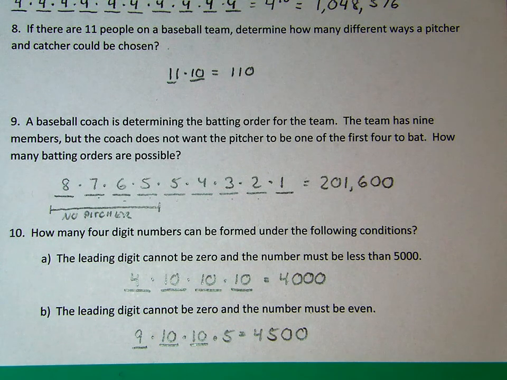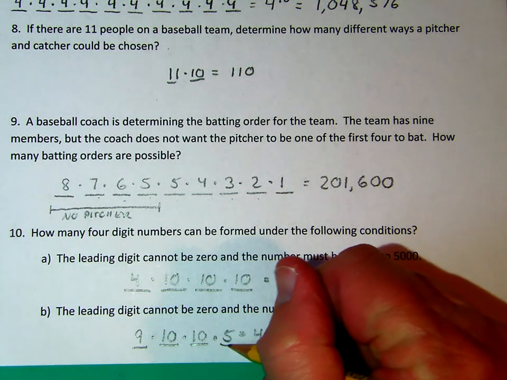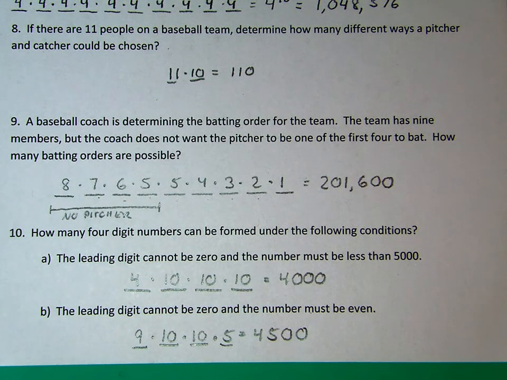Okay, part B. The leading digit cannot be 0, and the number must be even. So the leading digit not being 0 means there's 9 things that could be in the first slot. If the entire number must be even, that means it has to end in a 0, 2, 4, 6, or 8, which means there's 5 things that could be at the end here. Given the restrictions we have to deal with, any of the 10 digits are fair game for the 2 middle slots, so we have 4,500 numbers that could be formed given those conditions.